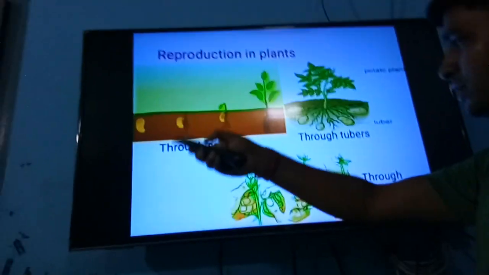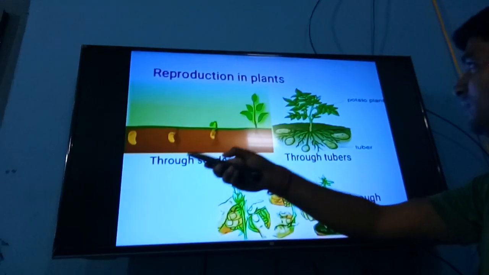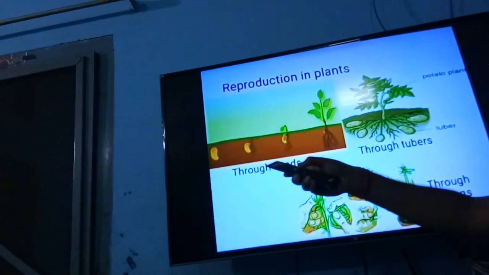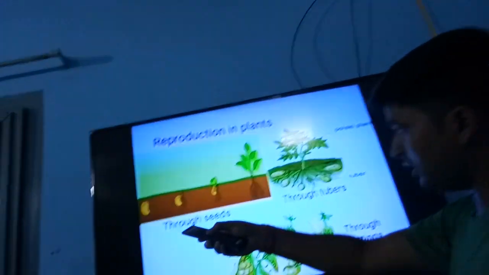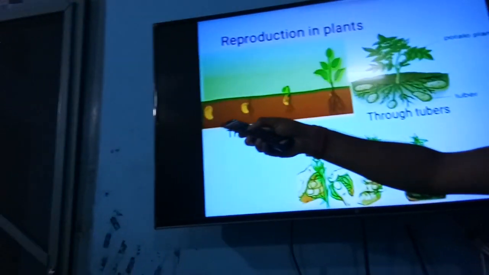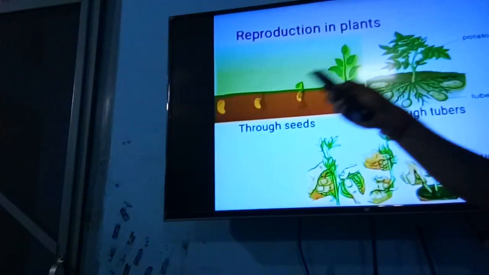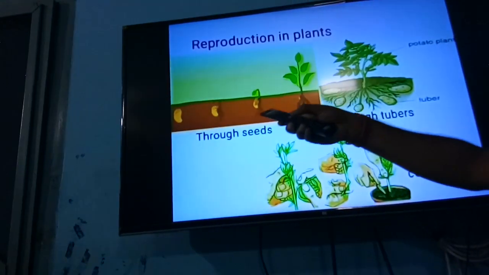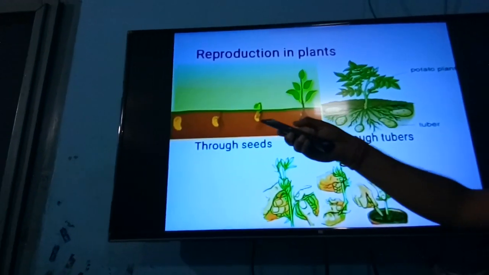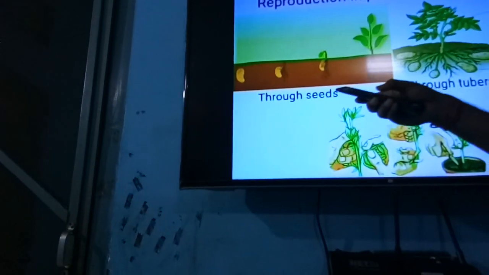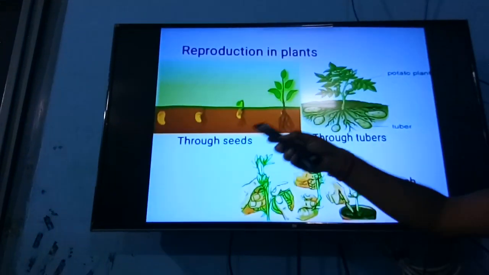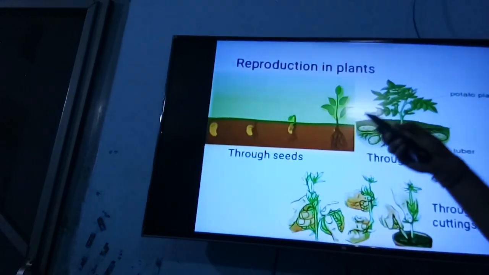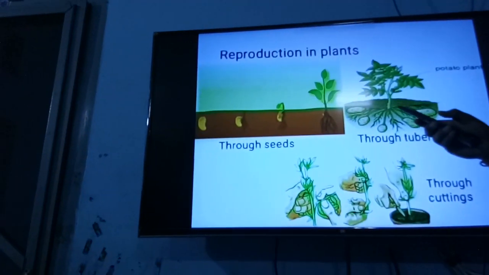Reproduction in plants. You can see that most of the plants grow with the help of their seeds. So I would like to tell you about how the seed helps in reproduction in plants. First, when you sow a seed in the field, the baby plants come from the seed, because the seed contains baby plants inside it, and after a few days the baby plants turn into young plants, and then finally adult plants.